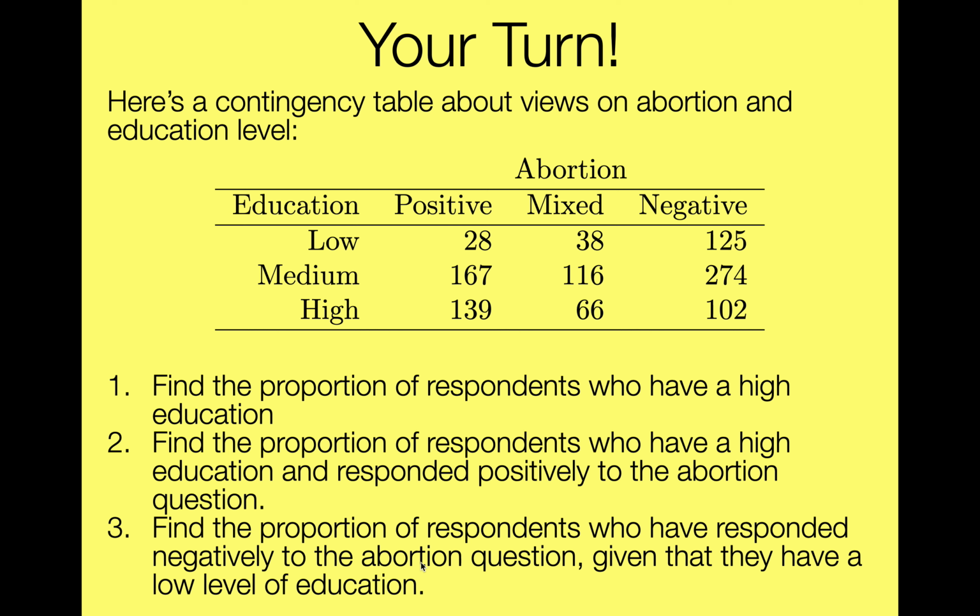I ask 3 questions. The first one is a marginal distribution question. Number 3 is a conditional proportion question, and number 2 is just a joint proportion question. There's no margining. You don't have to look at the margins of the table. You don't have to look at marginal proportions or conditional proportions. It's a straight proportions question for number 2. So that's the your turn and the end of the video.